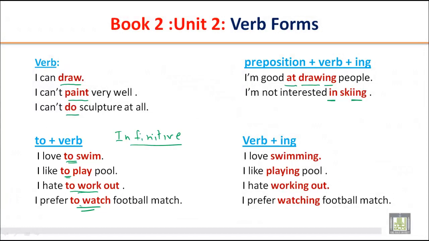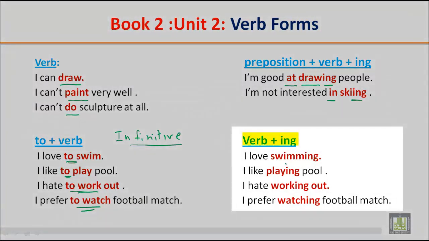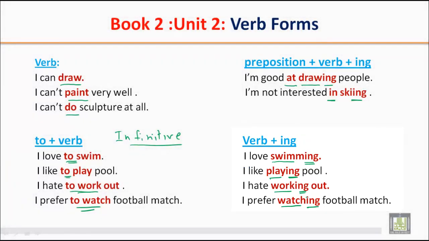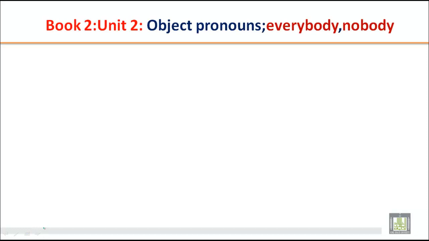Now here another form we can see, verb plus ing. I love swimming. Swim is the verb, and we add ing. I like playing pool. Play is the verb and we add ing. I hate working out, so work is the verb and ing. I prefer watching football match. Watch plus ing. Now let us practice object pronouns with everybody and nobody.